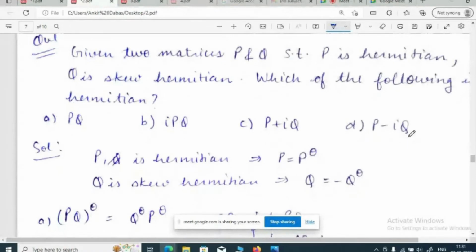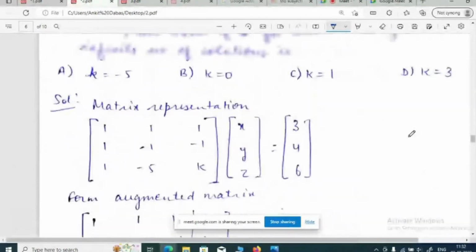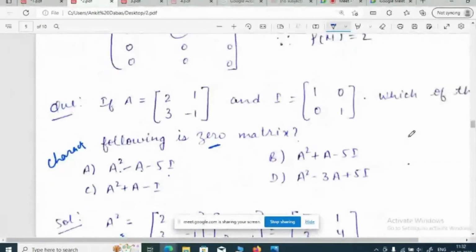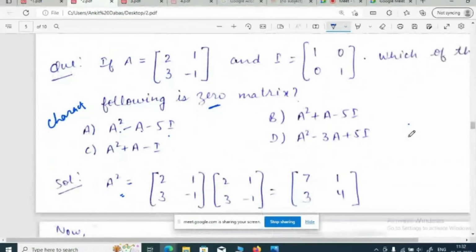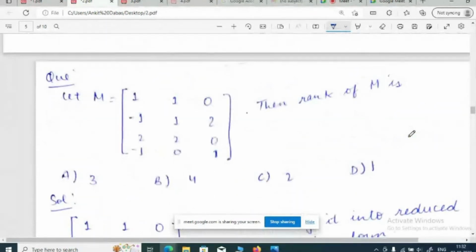Now, if we are given two matrices P and Q such that P is Hermitian, Q is Q Hermitian, and we are asked which of the following... Ma'am, yes, can you please explain the previous question once more? Okay. This one? No, before this. This one.